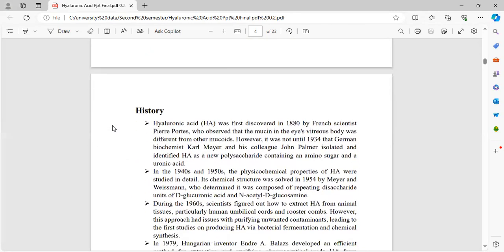History. Hyaluronic acid was first discovered in 1880 by French scientist Pierre Portes, who observed that the mucin in the eye's vitreous body was different from other mucoids. However, it was not until 1934 that German biochemist Karl Meyer and his colleague John Palmer isolated and identified hyaluronic acid as a polysaccharide containing an amino sugar and a uronic acid.